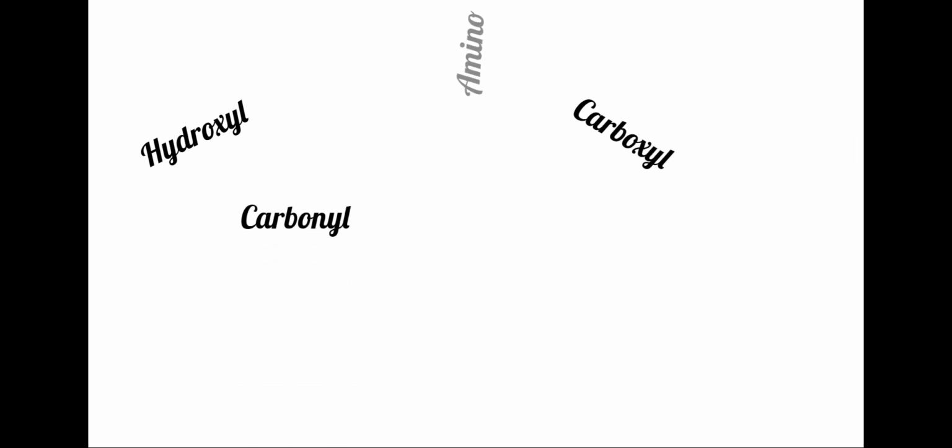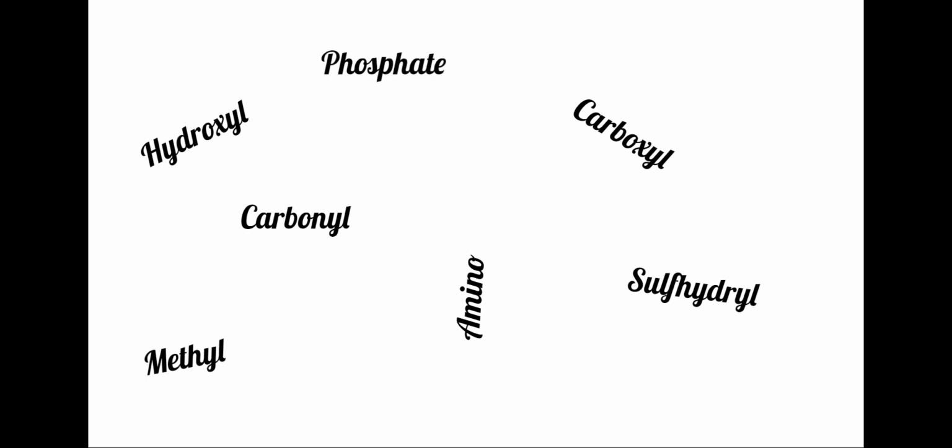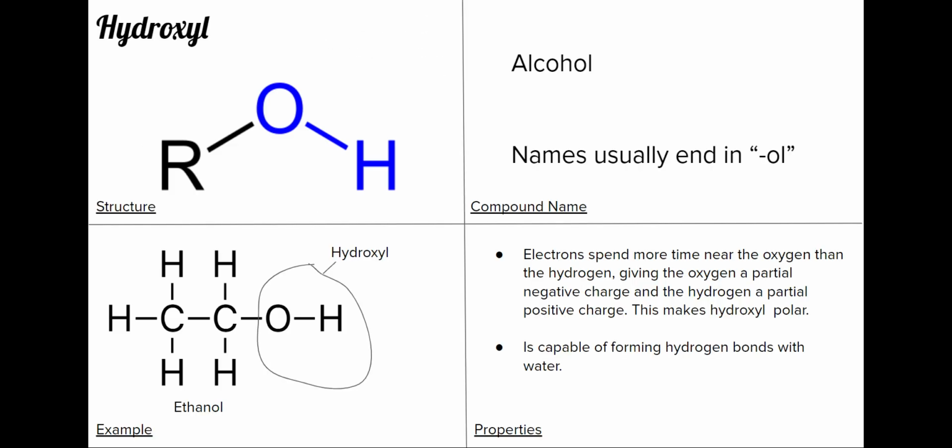There are many functional groups, but today we'll be focusing on seven of the most important ones: hydroxyl, carbonyl, carboxyl, amino, sulfhydryl, methyl, and the phosphate groups. Alright, so let's start with hydroxyl. Hydroxyl derives its name from the fact that it has a hydrogen atom connected to an oxygen atom. It's usually written in chemical form as OH or HO, and is polar due to the electronegativity of oxygen compared to hydrogen. It can also form hydrogen bonds with water, making it used extensively throughout the human body.